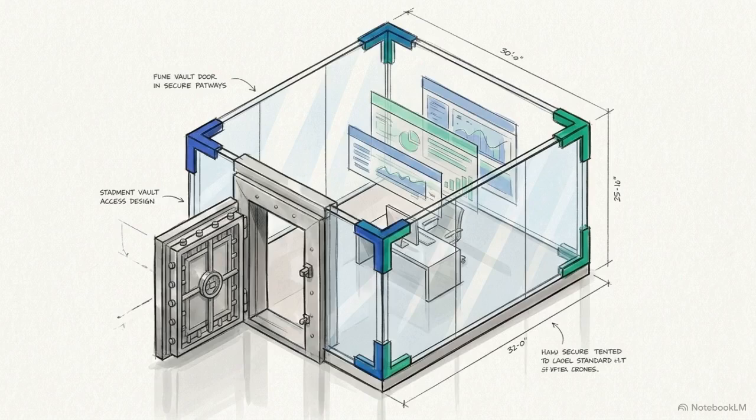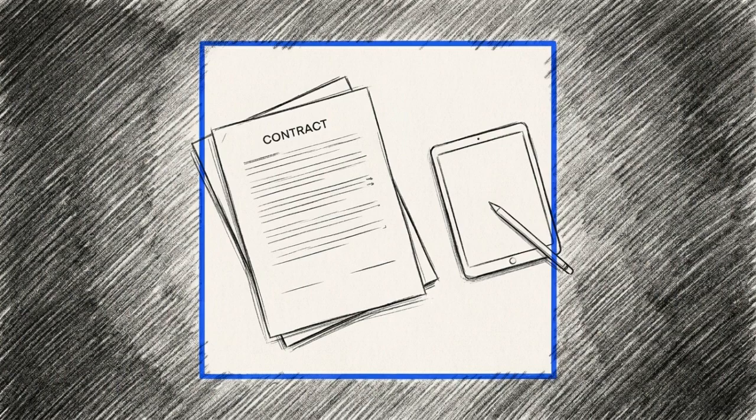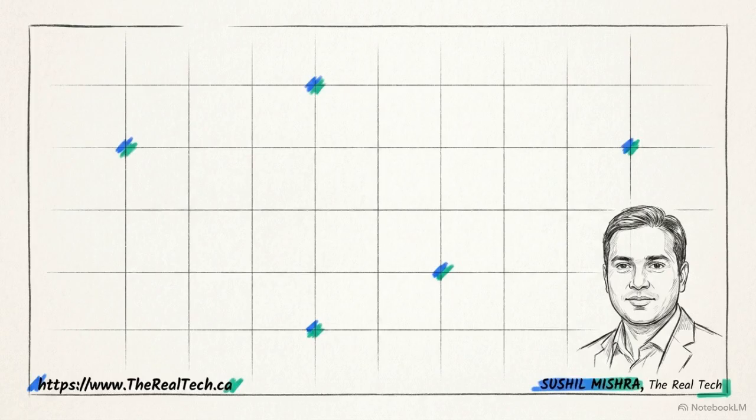NotebookLM functions as a controlled knowledge room. It restricts its reasoning to the specific documents you provide, ensuring the AI cannot pull unverified data or invent facts from outside your file. In this video, we are going to build a private workspace from scratch.